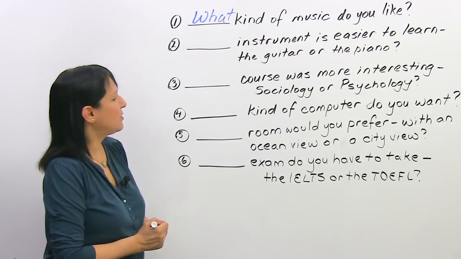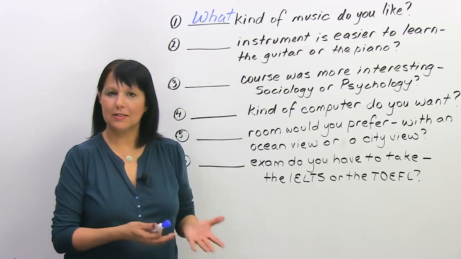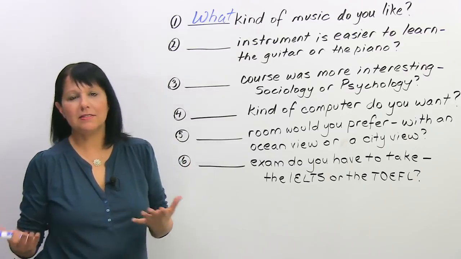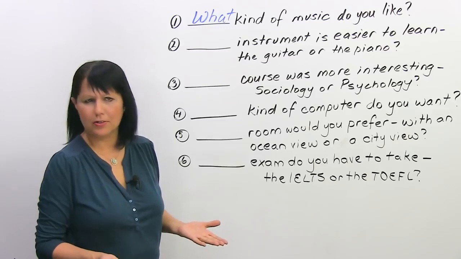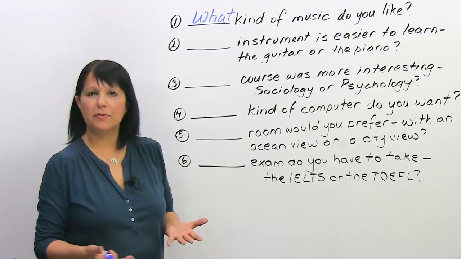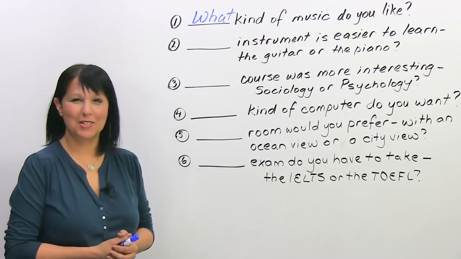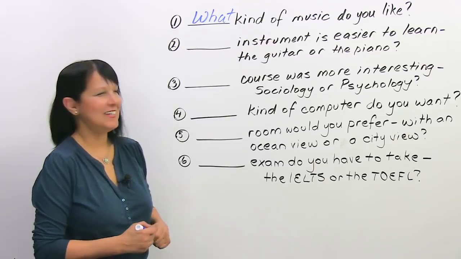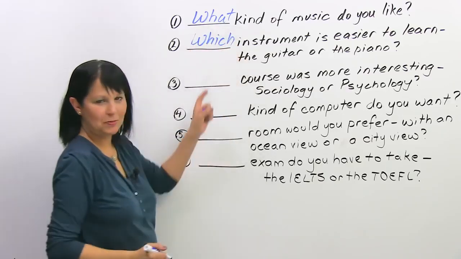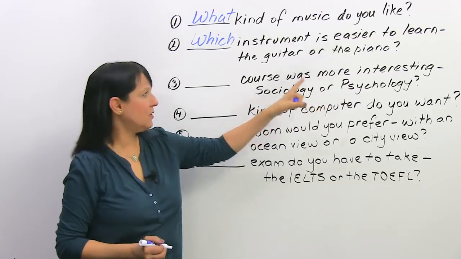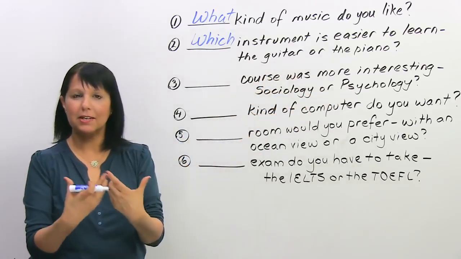All right, the next one. Let's say you're thinking about learning how to play an instrument. So you go to a music store and you ask the salesperson, blank instrument is easier to learn, the guitar or the piano? What do we say there? What should we say? I think we should say which, right? Which instrument is easier to learn, the guitar or the piano? Again, limited choice, so we're going to say which.